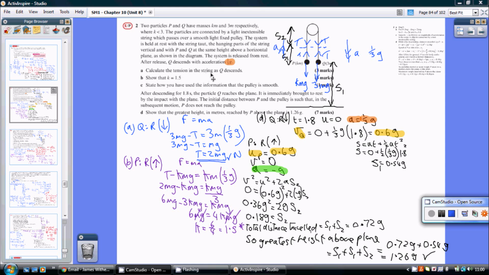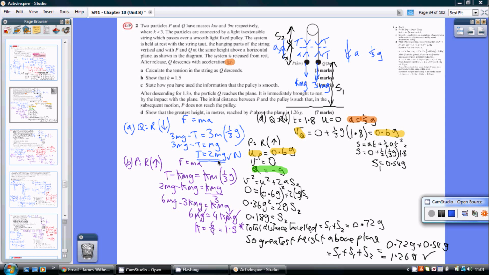Calculate the tension in the string as Q descends. Now, if we're just looking at Q, just focusing on Q, we're going to use F equals MA. Now, the only forces in town are the 3M times G and the T. So, given that we are accelerating downwards, the 3mg has got to be greater than T. So our net force is 3mg minus T, and that equals the mass, which is 3m, times the acceleration, which is a third g. So just solving that, we get T equaling 2mg.